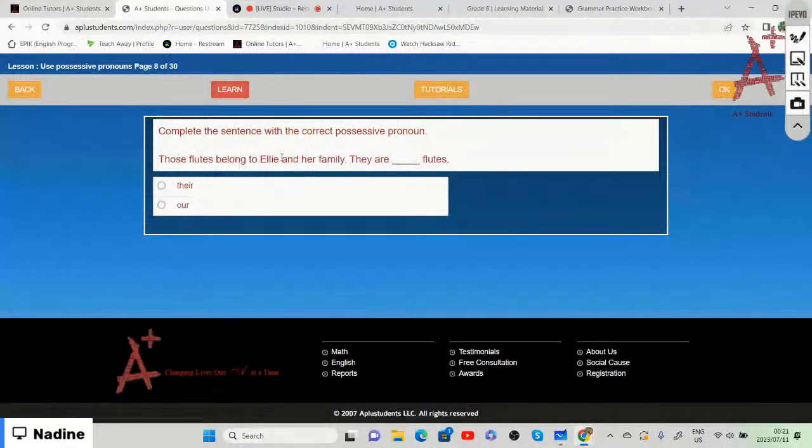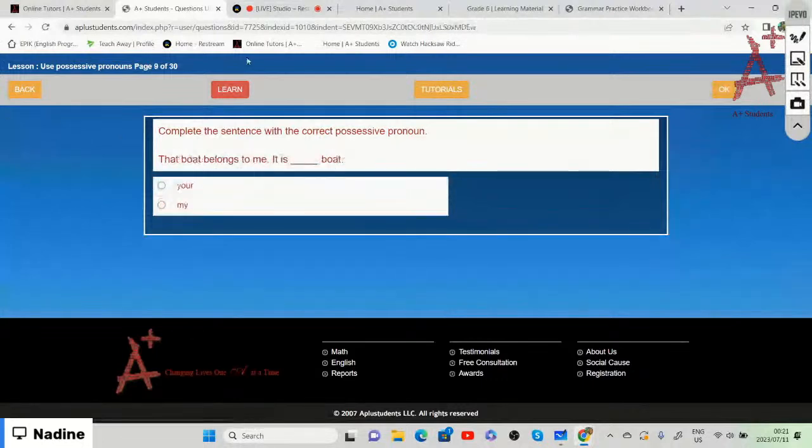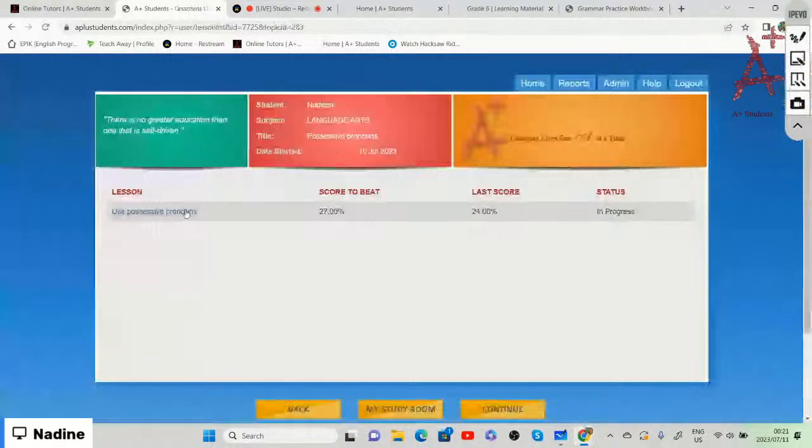Those flutes belong to Ellie and her family. So those flutes belong to Ellie and her family. They are their flutes or our flutes. All right, so we will choose their, and their is correct. So that is the test lesson on the use of possessive pronouns. We're going to then go on to the A plus classes.